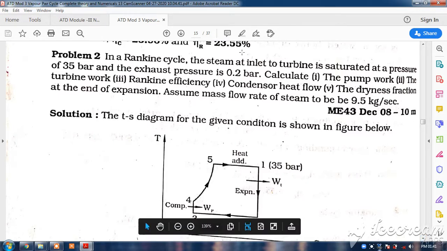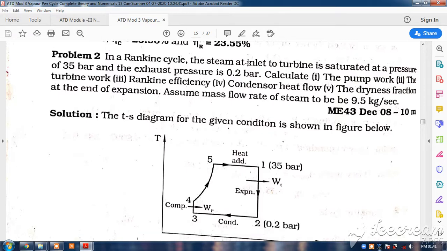In a Rankine cycle, the steam at the inlet to turbine is saturated at a pressure of 35 bar and the exhaust pressure is 0.2 bar. Calculate the pump work, the turbine work, the Rankine efficiency, the condenser heat flow, the dryness fraction at the end of expansion. Assume mass flow rate of steam to be 9.5 kg per second.